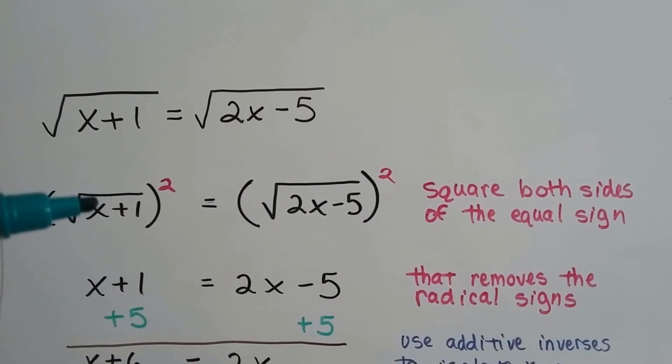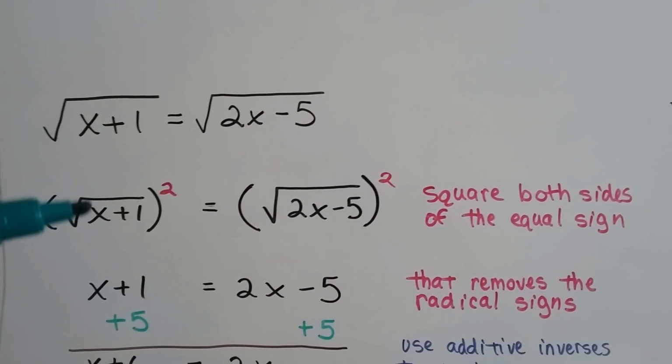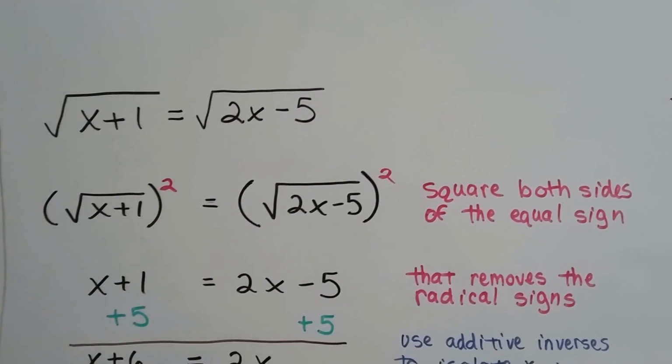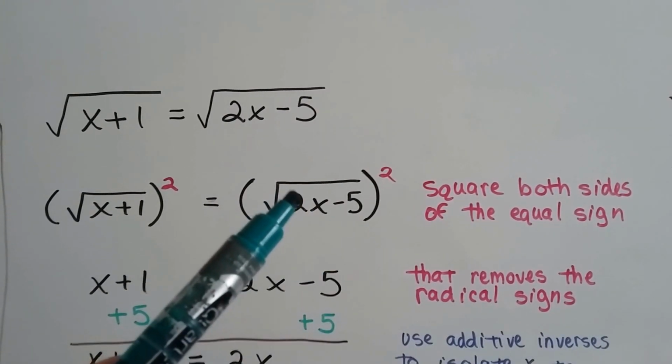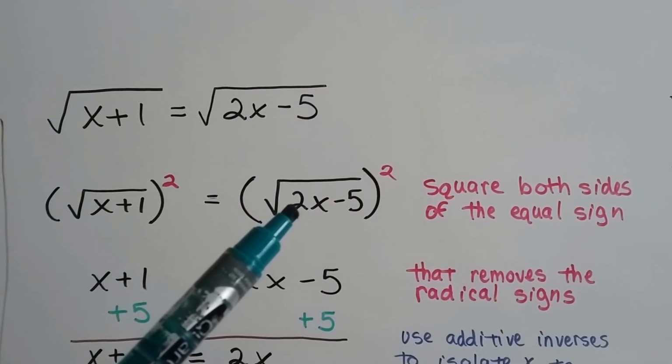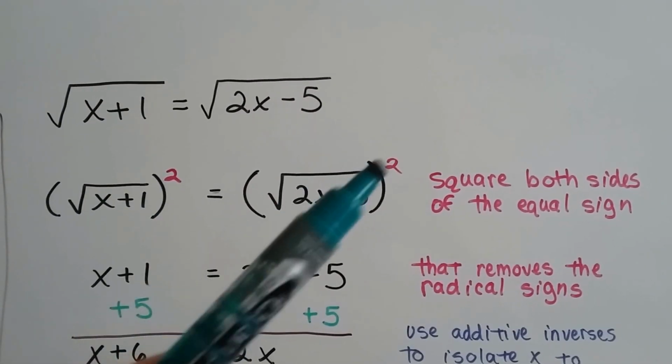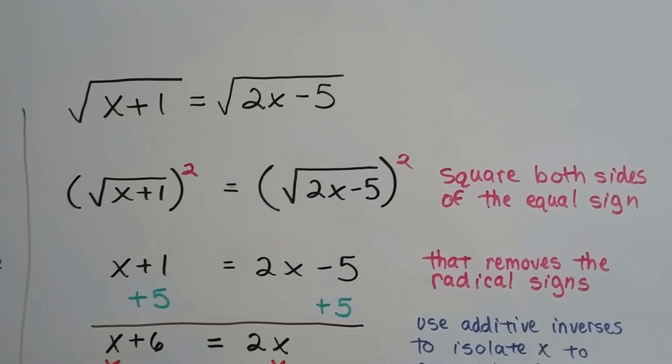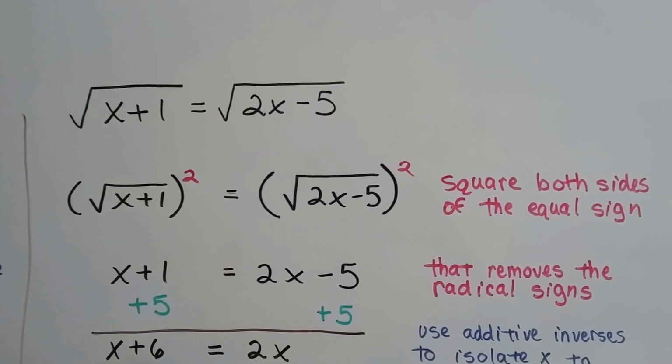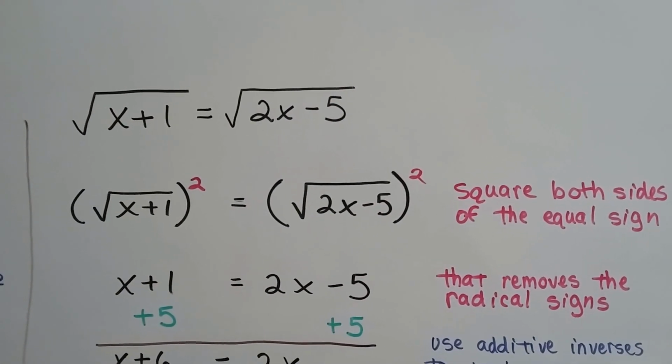This means the square root of x plus 1 times the square root of x plus 1. See? And this means the square root of 2x minus 5 times the square root of 2x minus 5. And by squaring these, we just pull off that radical sign on each side.